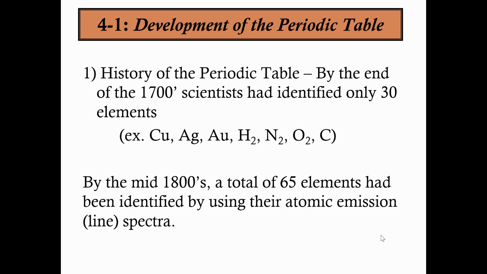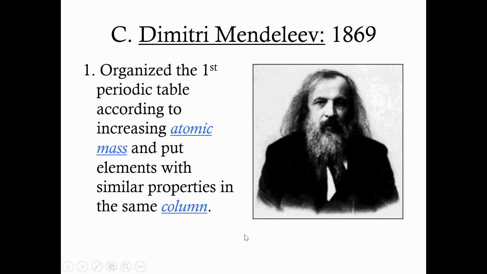A little history. By the end of the 1700s, or roughly 1800, only 30 distinct elements had been identified. The other elements existed, but had not been identified as distinct elements. By the 1850s, the number of known elements had risen to 65. Now, scientists like order and organization, so they began to question, how can we organize these elements in some way?